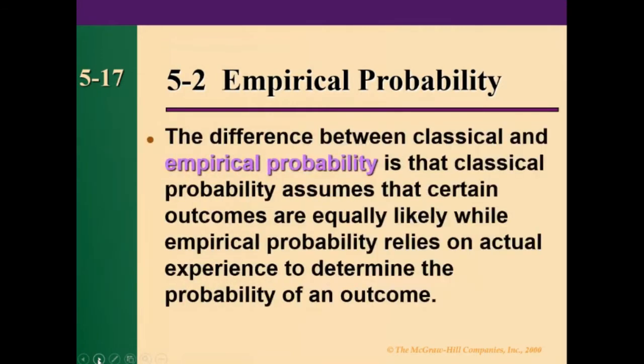Empirical probability. The difference between classical and empirical probability is that classical probability assumes that certain outcomes are equally likely, while empirical probability relies on actual experience to determine the probability of an outcome. So, ibig sabihin, ito ay database based sa recorded information.